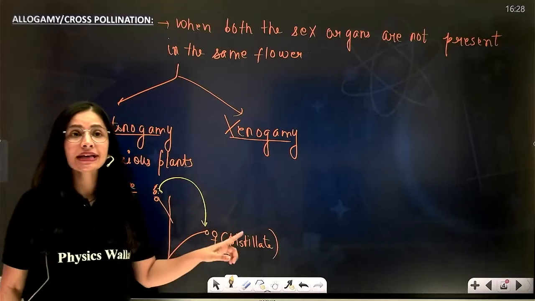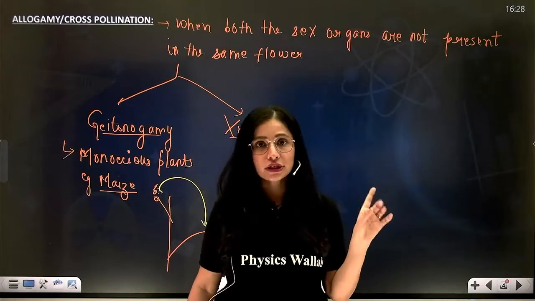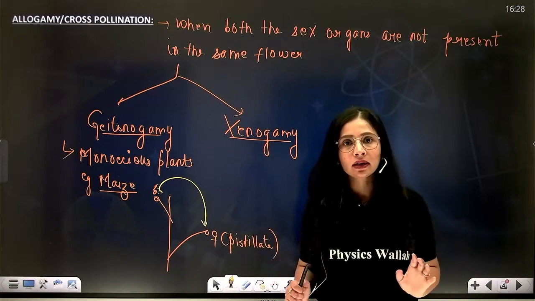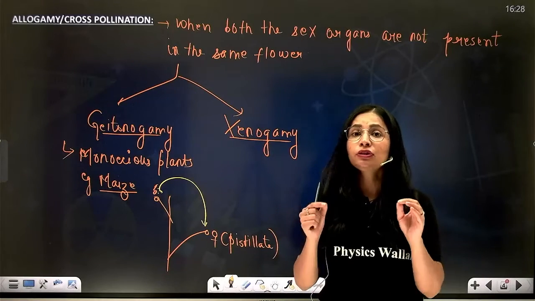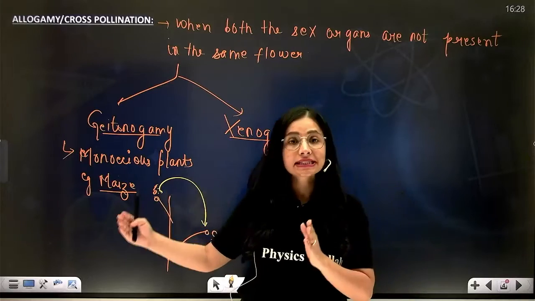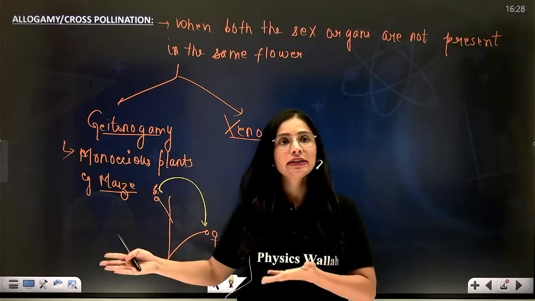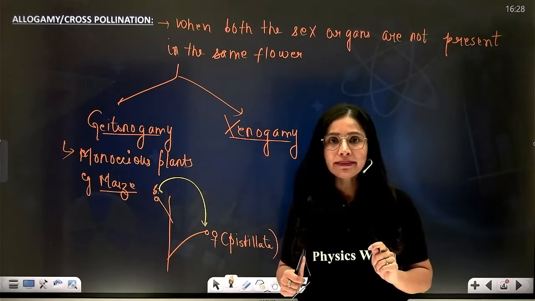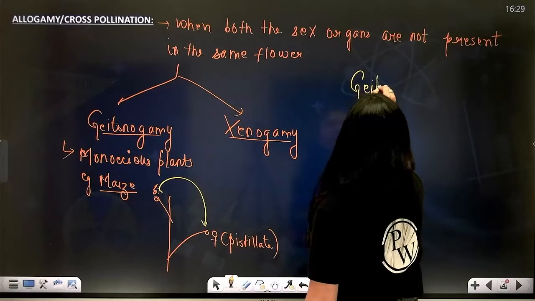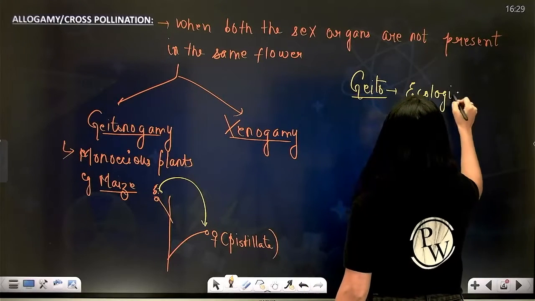So you can say that geitonogamy is ecologically cross-pollination because agents will be involved for the transmission of pollen grain. But there will be no genetic evolution. The offspring is going to be the same as that of the parents. So it is genetically self-pollination only. Getting my point? So what will you write for geitonogamy, beta? Geitonogamy is basically ecologically cross-pollination.